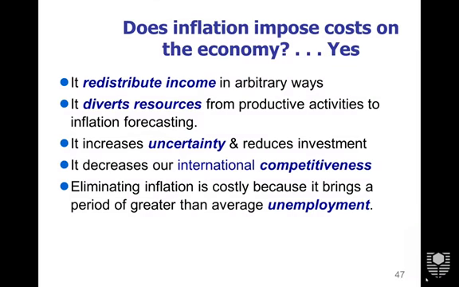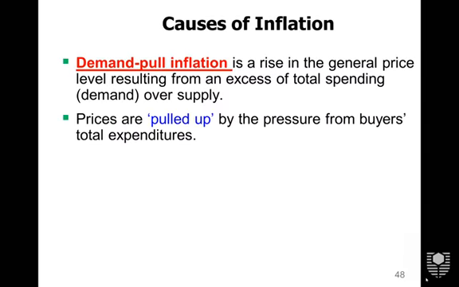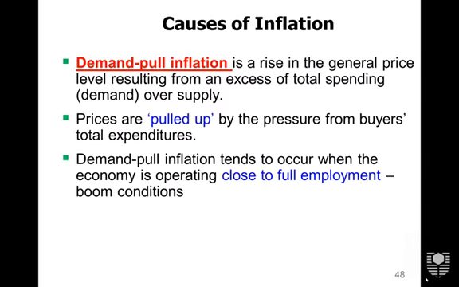So does inflation impose cost on the economy? Yes, because it redistributes income in arbitrary ways. It diverts resources from productive uses to inflation forecasting, because we need resources to forecast the inflation. It increases uncertainty and it decreases our international competitiveness. For example, if the prices increase in Australia, our products become less competitive in the world market. And it is costly to eliminate inflation from the economy. Causes of inflation, there are two causes: demand pull and cost push.